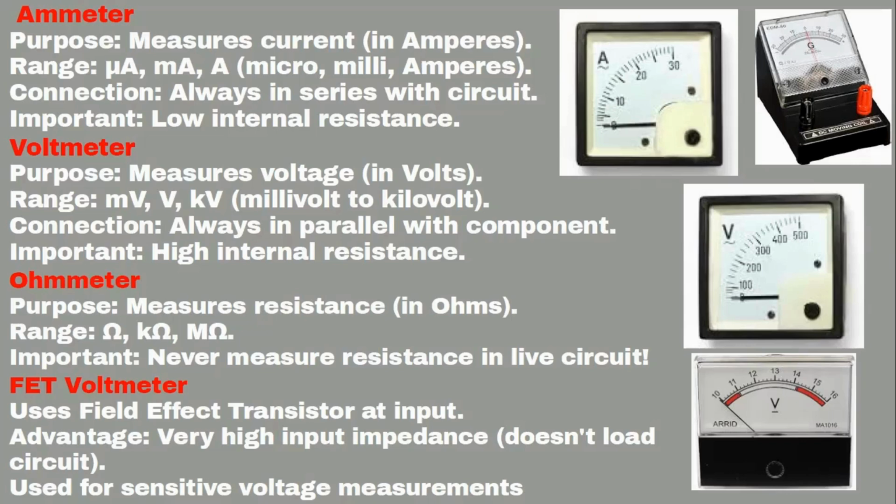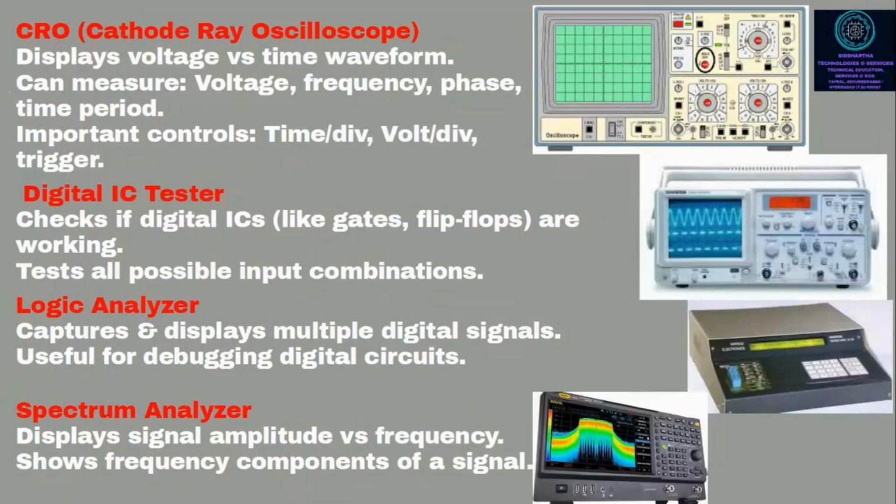Then we have FET voltmeters, which use a field effect transistor at the input. What are the advantages? Very high input impedance, it doesn't load the circuit, and it is used for sensitive voltage measurements. So next we will study CROs. These are cathode ray oscilloscopes.